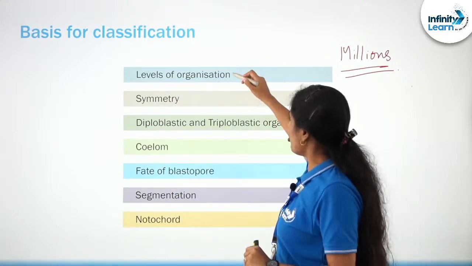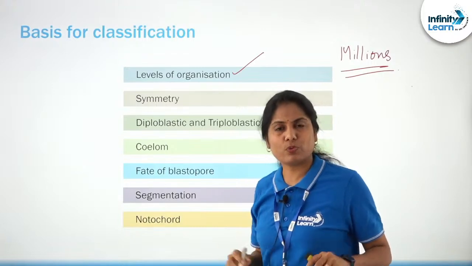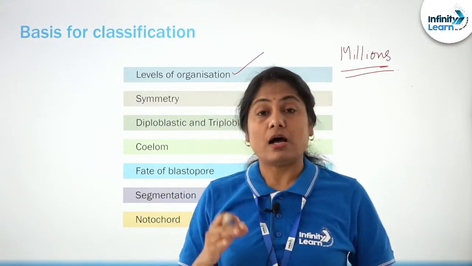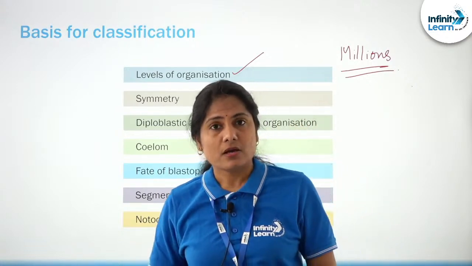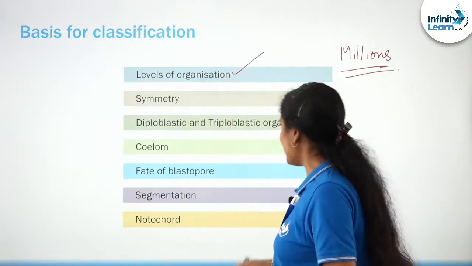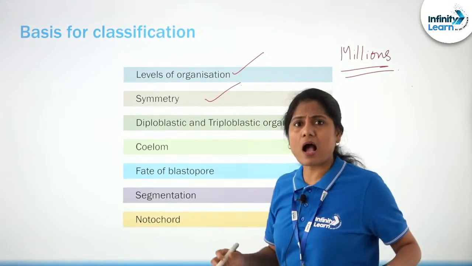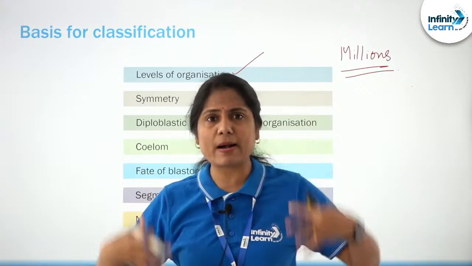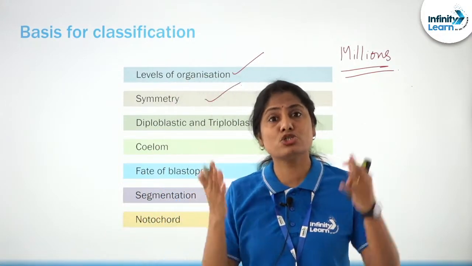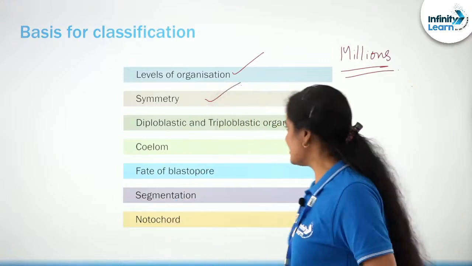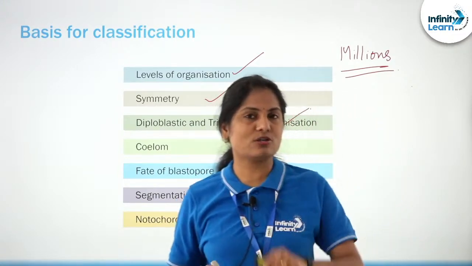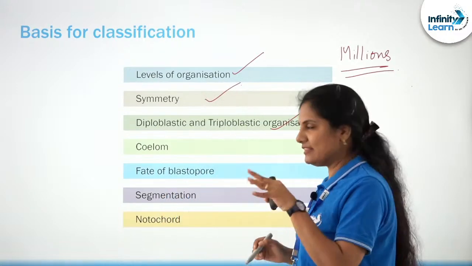It's the level of organization, whether they're composed of just cells, whether the cells are forming tissues, whether they're together forming organs, or forming a network like organ systems, right? Symmetry: how are the body parts arranged? There's a certain symmetry to it, a certain geometry involved. That's symmetry. Diploblastic, triploblastic organization, I am going to talk about this shortly with the diagrams.